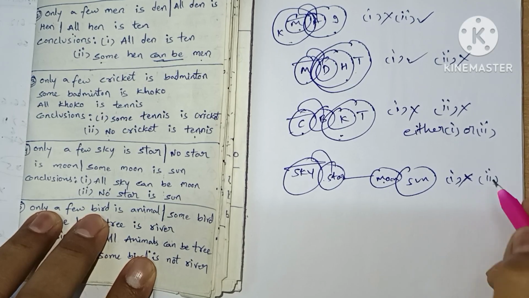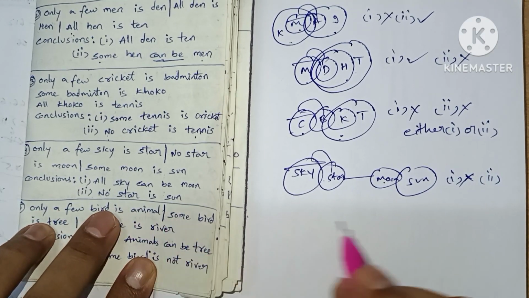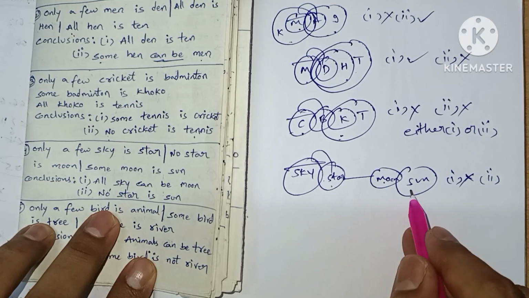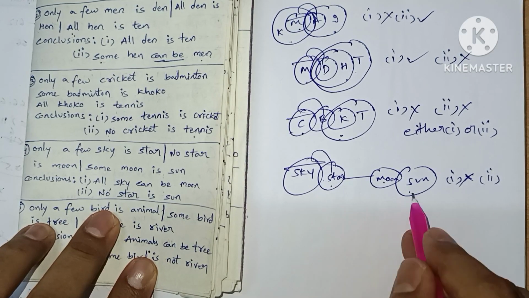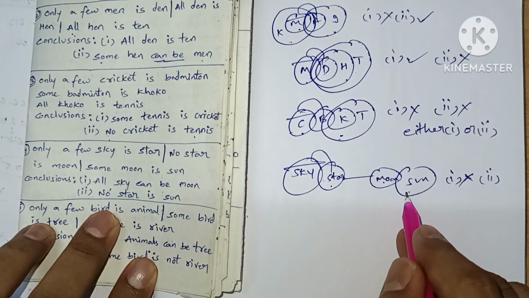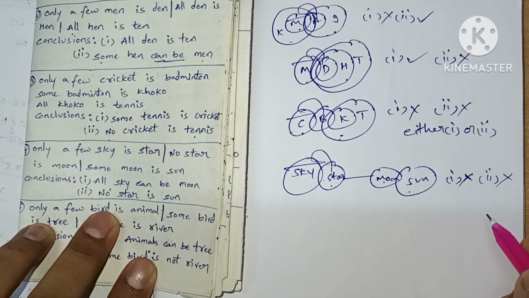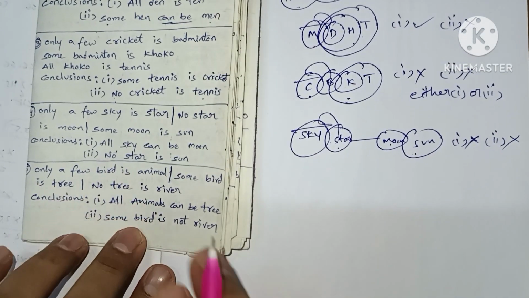Second conclusion. No star is sun. This is star and this is sun. We can able to make a possible diagram to share some part of star with sun. So this case fails.